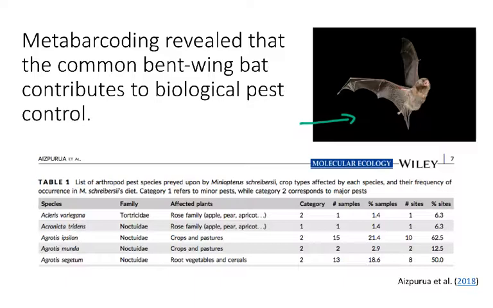So in this table that I'm showing here, this is listing some of the different arthropod pest species that were found to be in the diet of this bat by using this metabarcoding approach. So there in the table here, there's the pest species, the plants, the crops it affects, and then the number of different samples that it was found in, in these different bat samples.